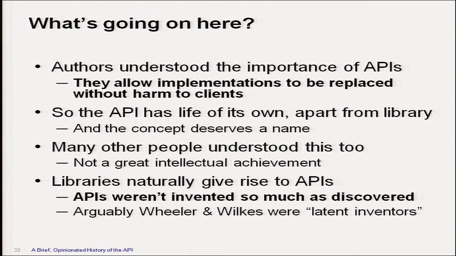So what's going on? Well, you now live in an era where re-implementation is important because hardware is changing quickly, so the API has a life of its own, distinct from the library, and so it deserves its own name. I think many people understood this, and it's not a great intellectual achievement to come up with the notion of the API once the library has already been invented. In essence, libraries naturally give rise to APIs. APIs weren't invented so much as discovered. I think that if one person is to be given credit for the invention of the API, or one group, it's Wheeler and Wilkes. In inventing the subroutine library, they latently invented the API.